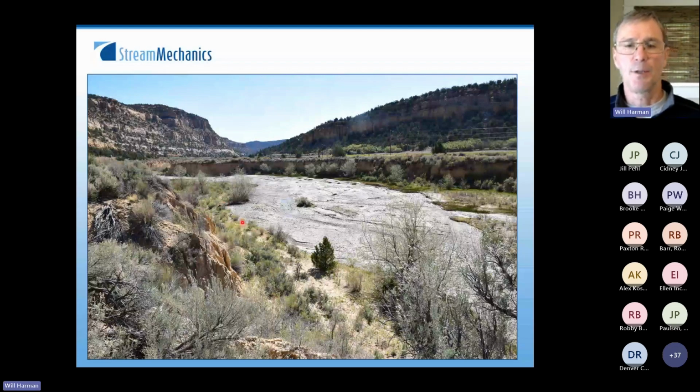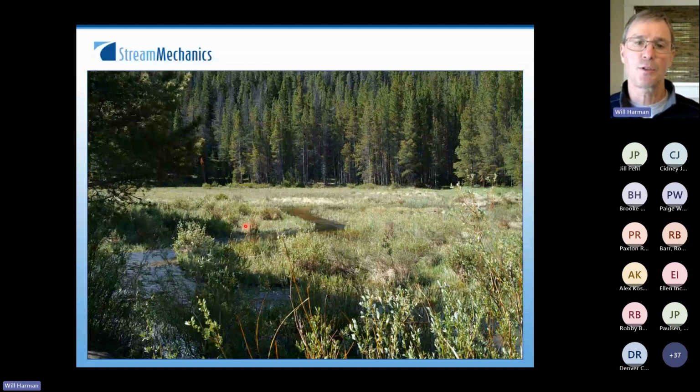Here's an example from Rocky Mountain National Park where there really are no features other than top of bank. So top of bank here is bankfull, and this meadow is very wet. As you walk across this, it's a single thread channel, but it is a stream wetland complex as well.